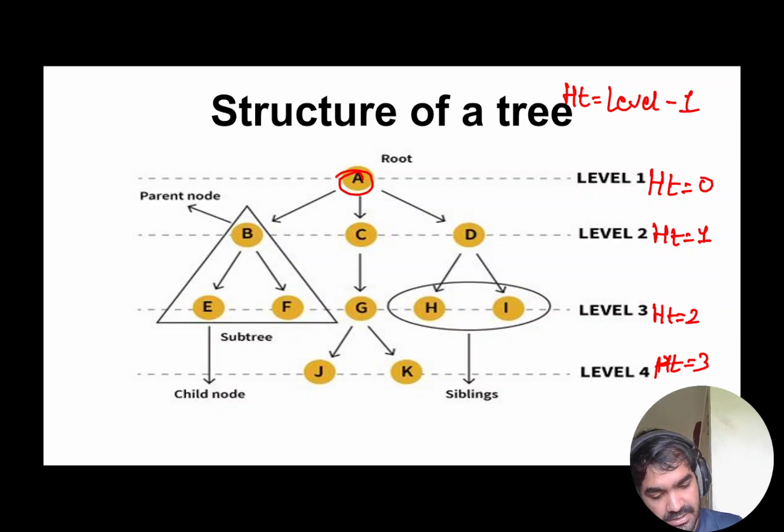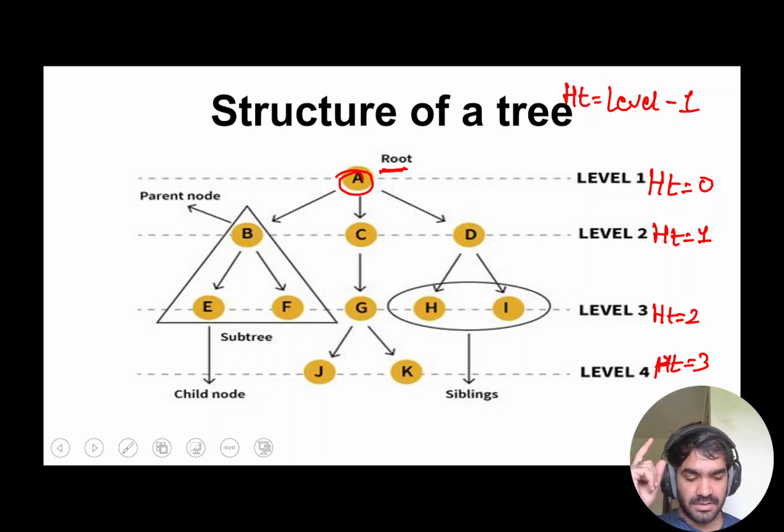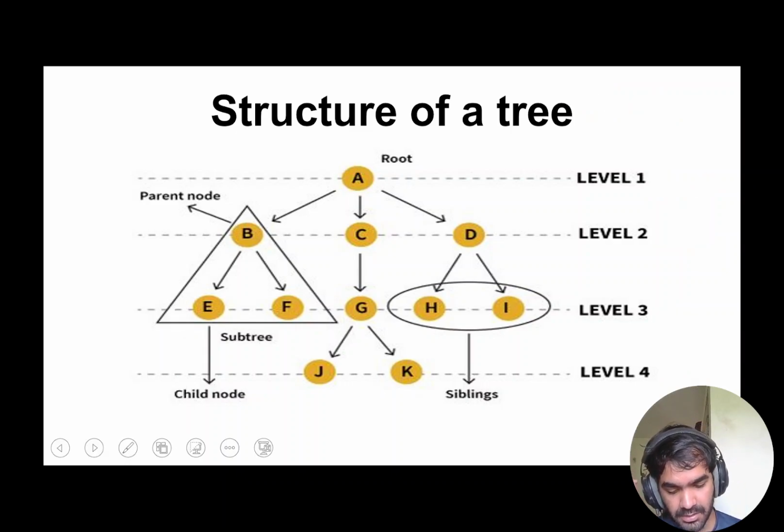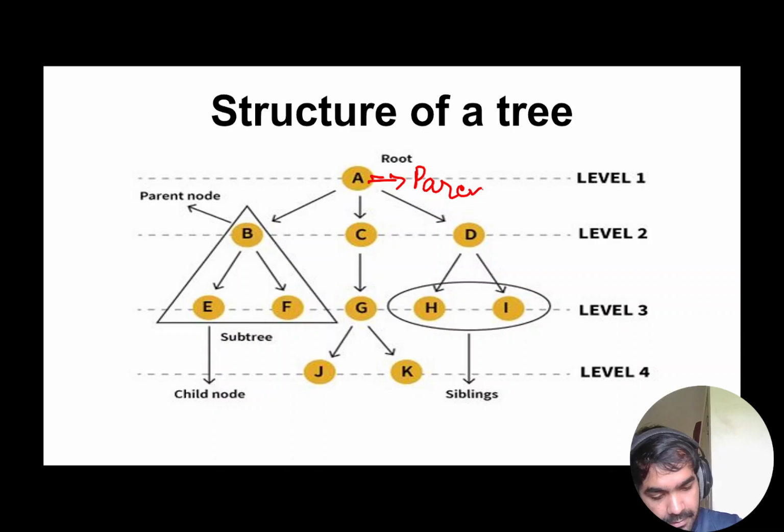So we got to know how to name the level or the height of a tree, and the first node from which the tree starts is called the root. We can also call it the parent node, as from the root or the parent node other nodes get connected.